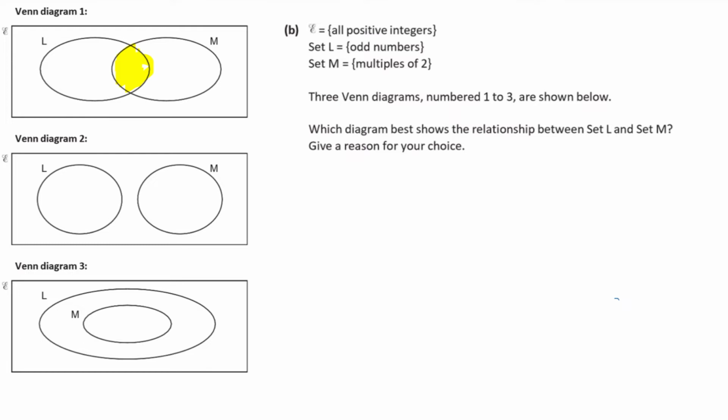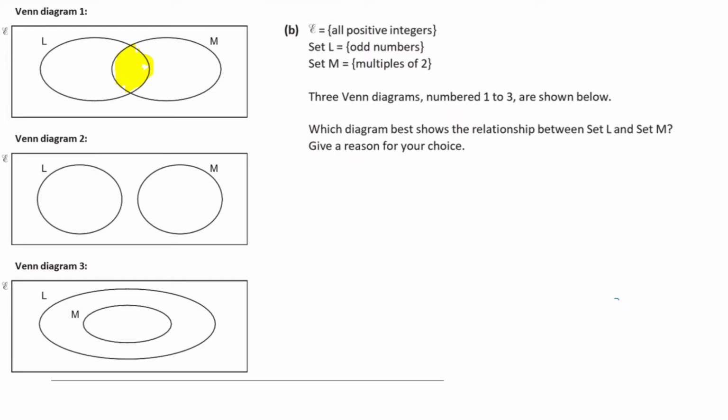Okay, set 2, L and M are distinct, they don't intersect. That means that none of the values in L are in M, and none of the values of M are in L. And then in the third one, we've got the set M totally inside the set L, which means all of the values of M are already in set L. So M is a subset of L.